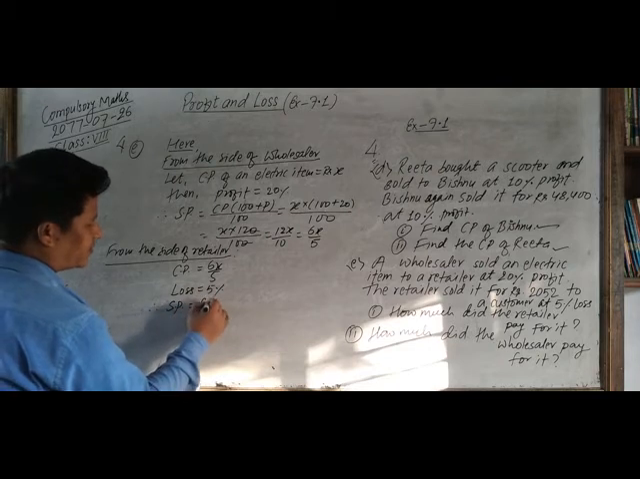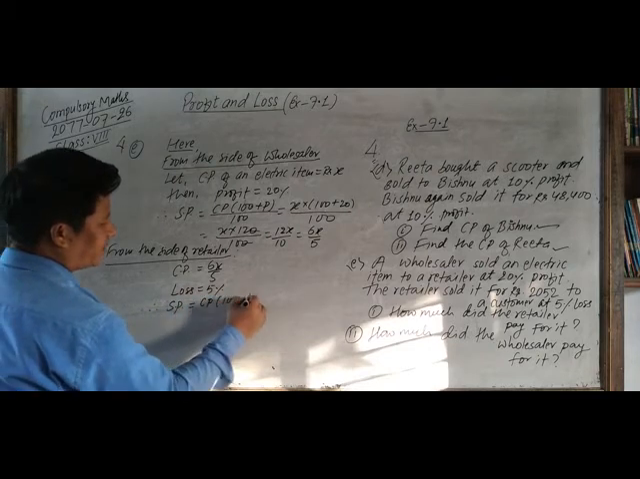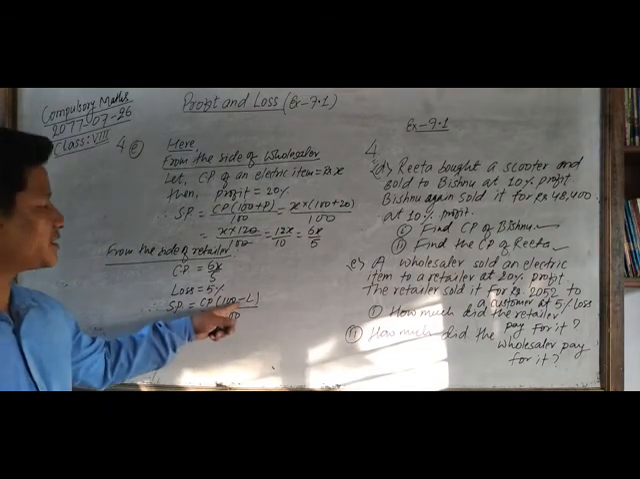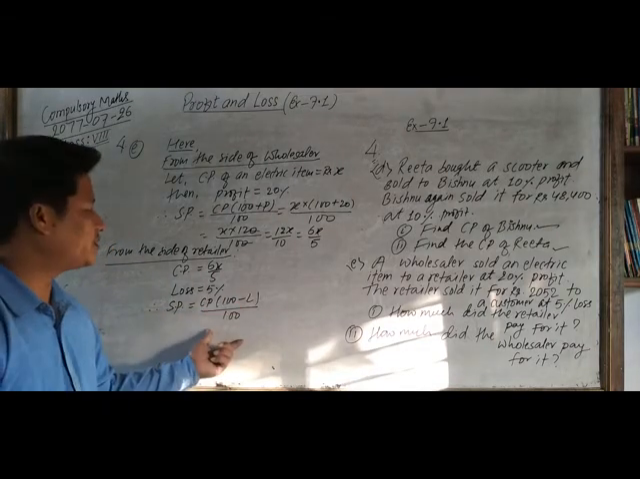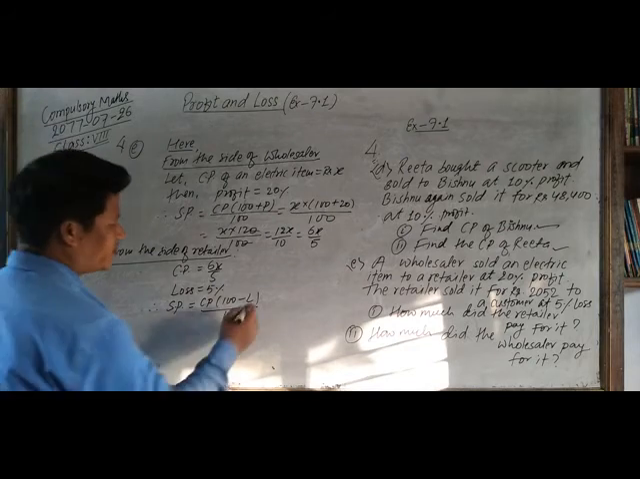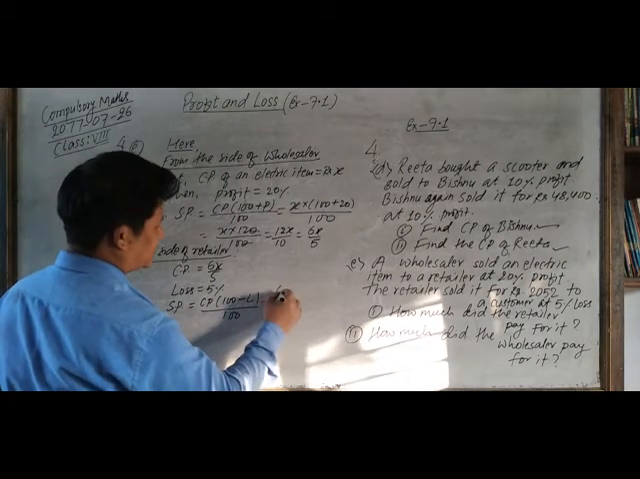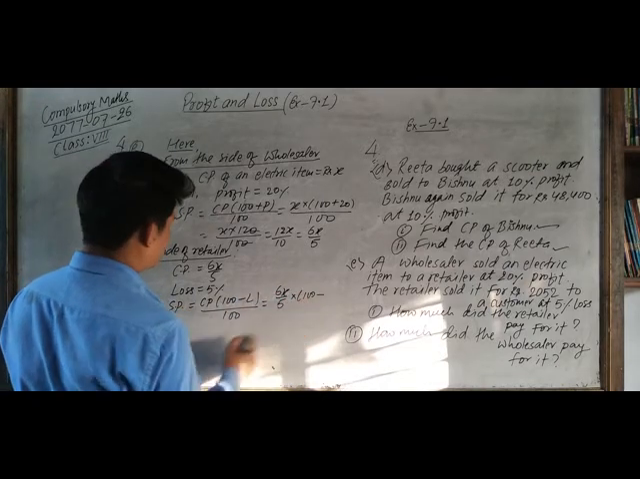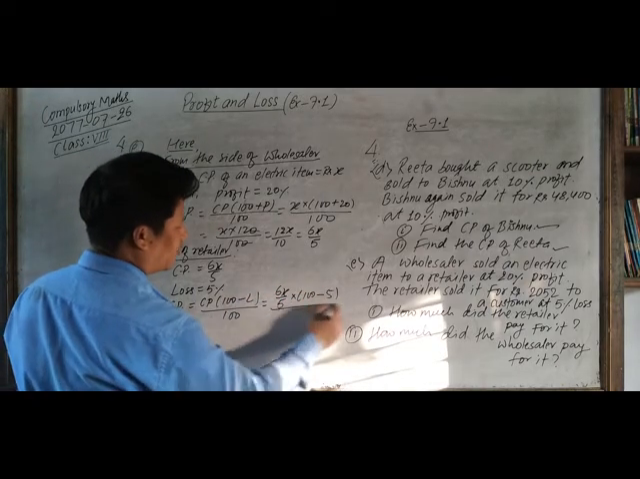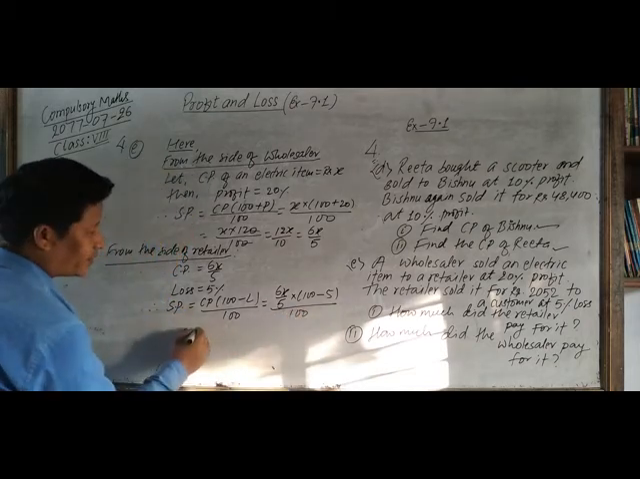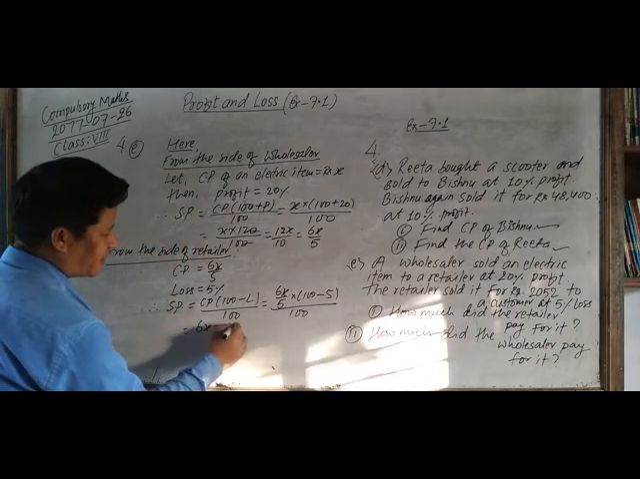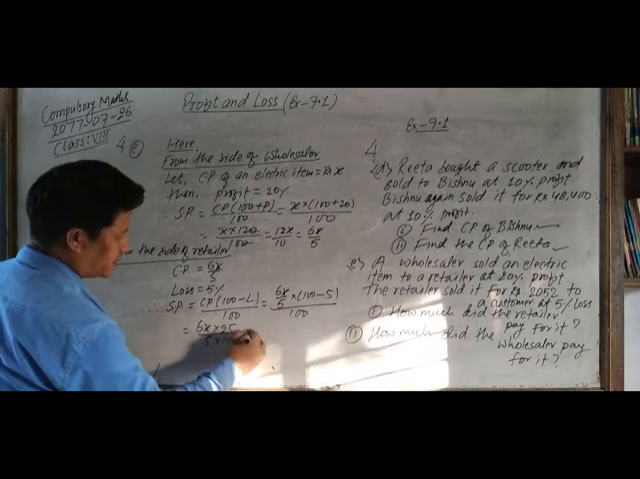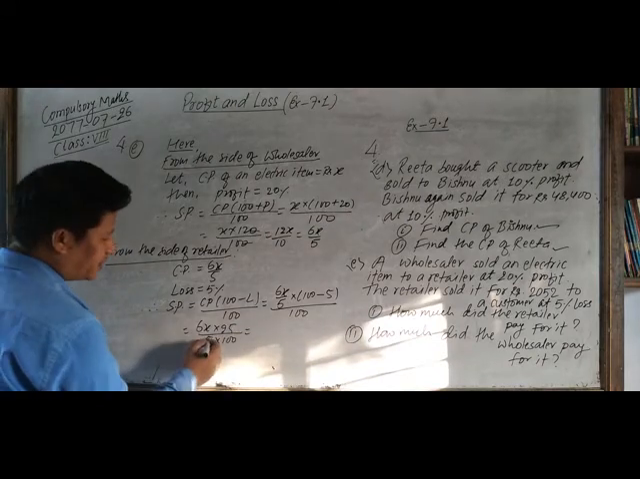Selling price, applying the same formula, that is CP into (100 minus loss) by 100. If there is profit, then use the sign plus. If there is loss, then use the sign minus. It is very easy to memorize. So CP, that is 6x by 5, into (100 minus loss). What is the loss? Loss percent is 5, whole divided by 100. Let's see here. So 6x into 95 divided by 5 into 100. So we can find easily.